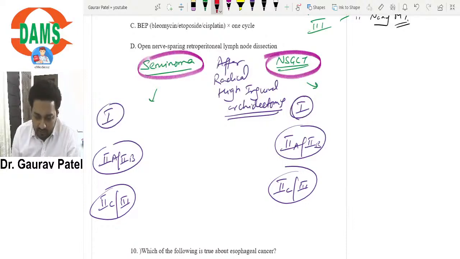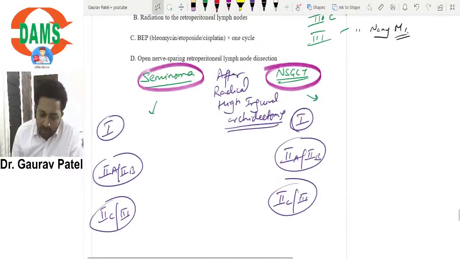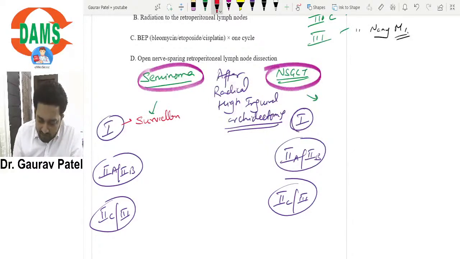TNM staging, no hero or any TNM staging. So what will you do in stage 1 seminoma? Mostly options: you can go for surveillance, I mean just wait and watch, or you can give radiotherapy, or a single dose of carboplatin-based chemotherapy. For 2A and 2B, either radiotherapy or this chemo.